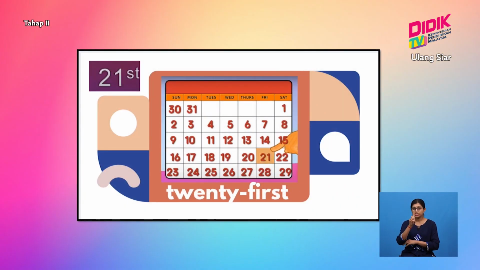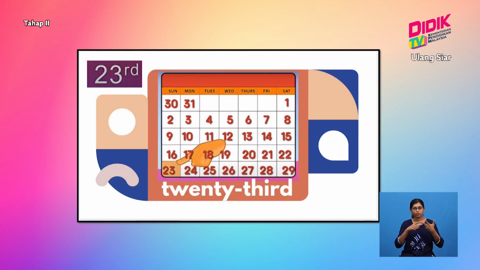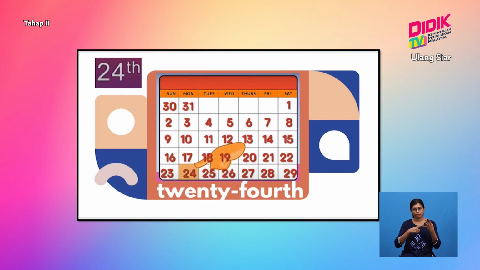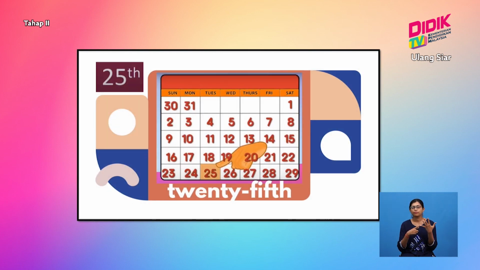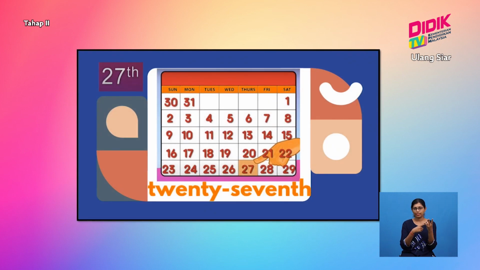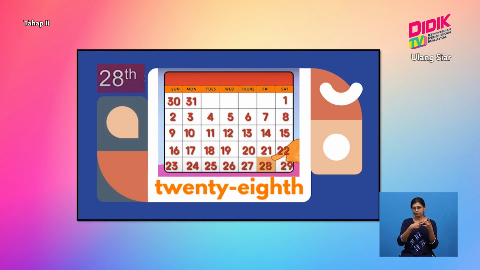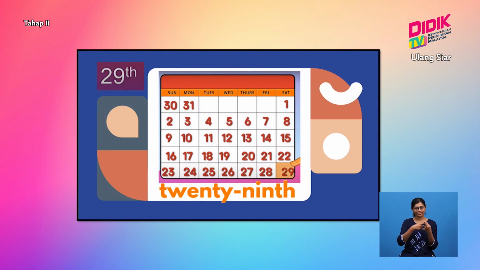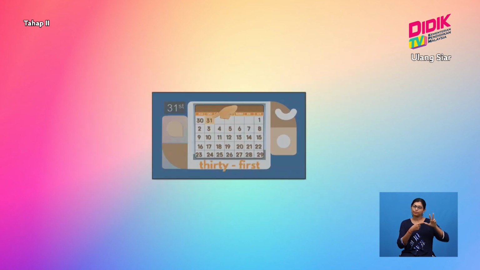Right after 20th, we have 21st, 22nd, 23rd, 24th, 25th, 26th, 27th, 28th, 29th, 30th, 31st.